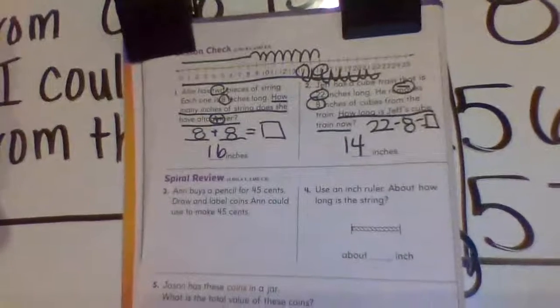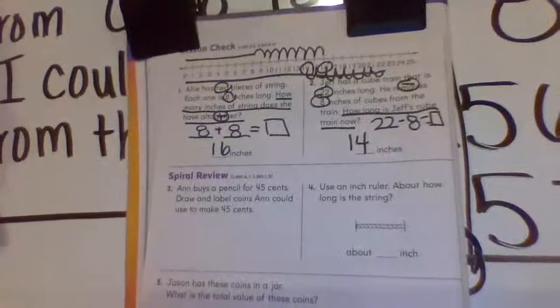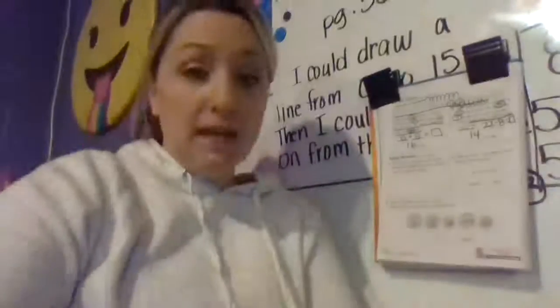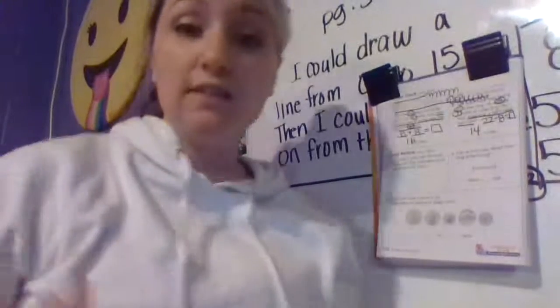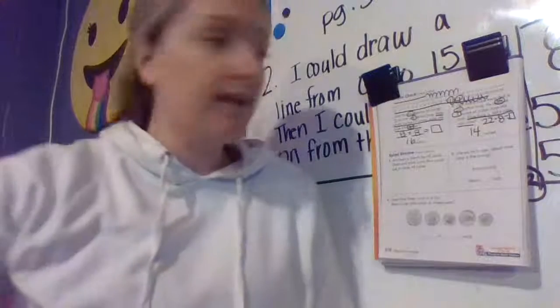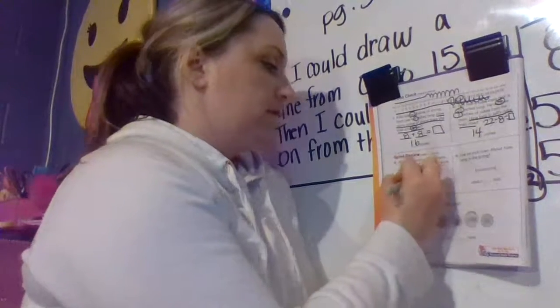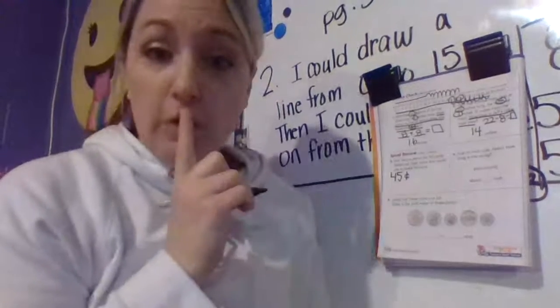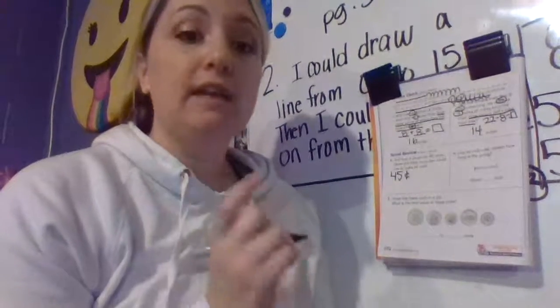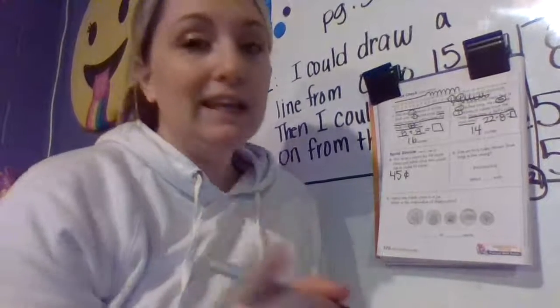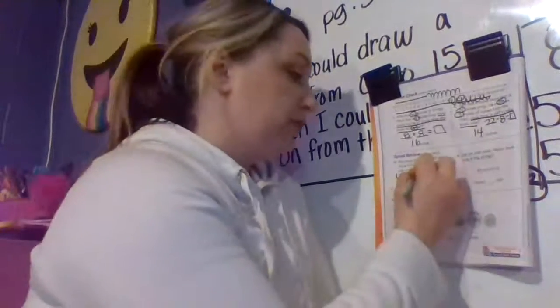Number 3, Anne buys a pencil for 45 cents. Draw and label coins Anne could use to make 45 cents. So for this one, think about our morning meeting when we come up with coins to do our how many days of school we've had. So for 45 cents, and I would write 45 cents like this. Okay. Think about our quarter song, 25, 50, 75, $1. We wouldn't need any more than 1 quarter. So let's do 1 quarter.